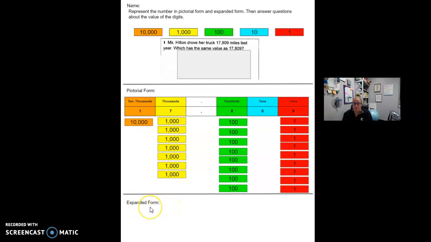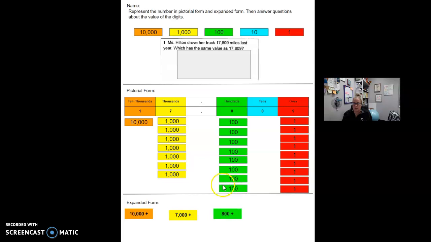Now with the expanded form, remember, I'm going to actually write the entire value. So for my 10,000s, I only needed 1 10,000. So I'm going to write 10,000 plus, now I move to my thousands. So let's count by thousands. 1,000, 2,000, 3,000, 4,000, 5,000, 6,000, 7,000. So I have 7,000, so I'm going to write 7,000 plus, I'm going to move to my, sorry, to my hundreds, and I have 8 of them, so I'm going to count by hundreds. 100, 200, 300, 400, 500, 600, 700, 800.